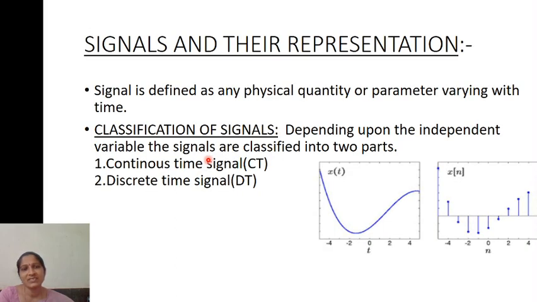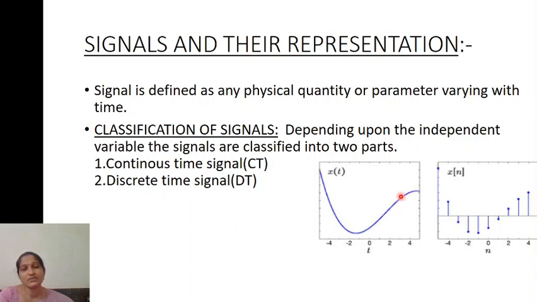Coming to the next topic, it is signals and their representation. So first of all, what is a signal? A signal is defined as any physical quantity or parameter varying with respect to time. So any quantity which is varying with respect to time is called a signal. Here you can observe that on the x-axis you are taking time, and t is the variable. If the variable is varying with respect to time, then it is called a signal.